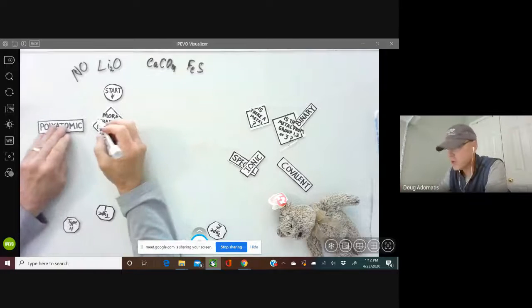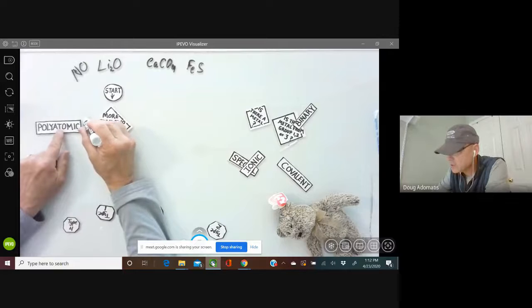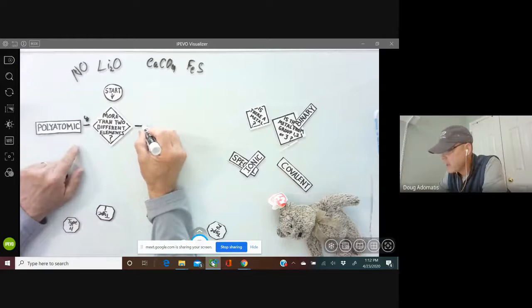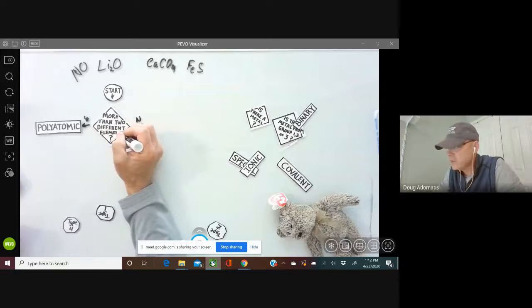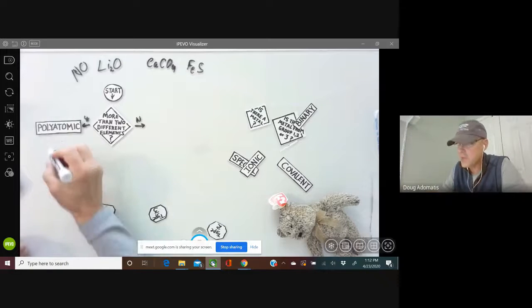So in the flowchart world, this is the question. And if the answer is yes, then you go this way. And if the answer is no, then you go this way. Okay. So more than two different elements? Yes, it's a polyatomic. And let's see, the polyatomics are type 4. Here's my stop sign.